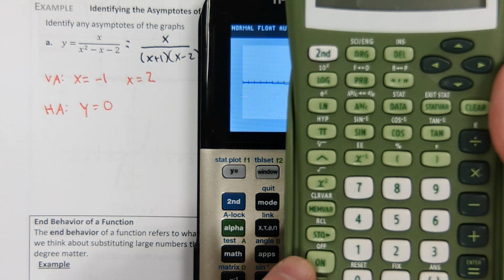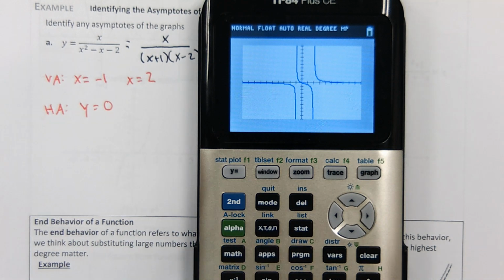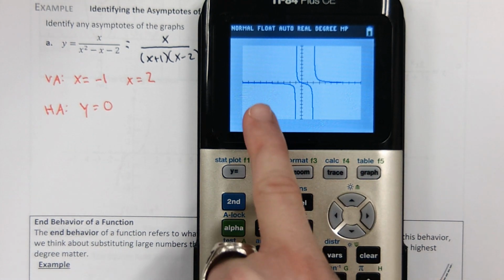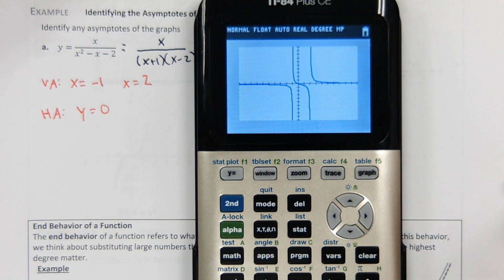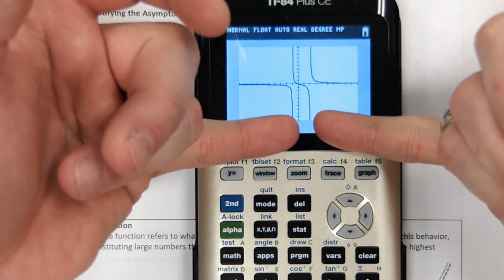Yep. Okay, so here we go. You can see you have a horizontal asymptote where your graph is approaching the x-axis on both sides. And you can see you do have 2 infinite discontinuities, 2 vertical asymptotes.